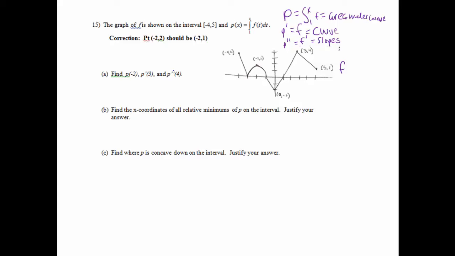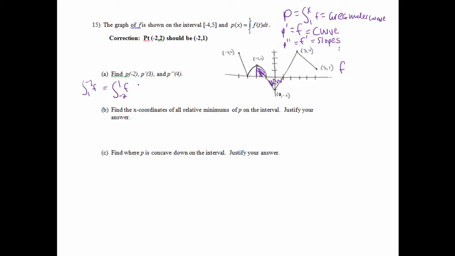Okay, p of negative 2, we're going to put negative 2 in for that x. So I'm going to be finding the integral from 1 to negative 2 of f, which we're not allowed to do because I can't go from 1 to negative 2. So I'm going to go negative 2 to 1 of f, which means I'm going to go from negative 2 till I get to 1.